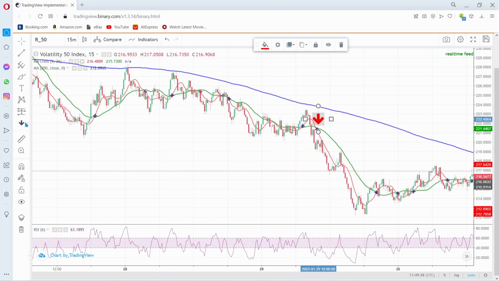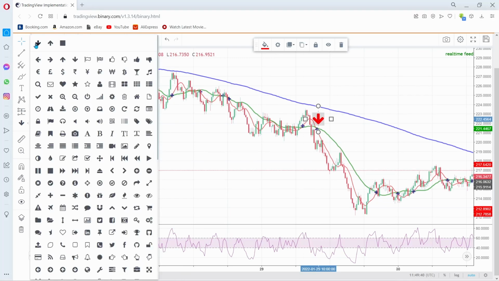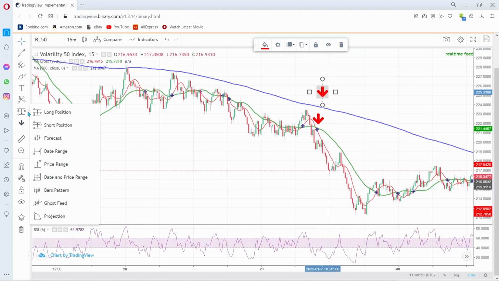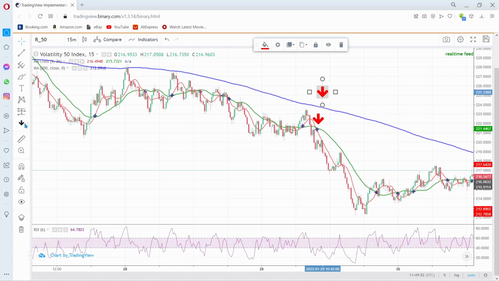Let's put the second one. Man, I don't see any reason for you not to get, as you can see, the crossover happens below the moving average. I don't see any reason for you not to make money.